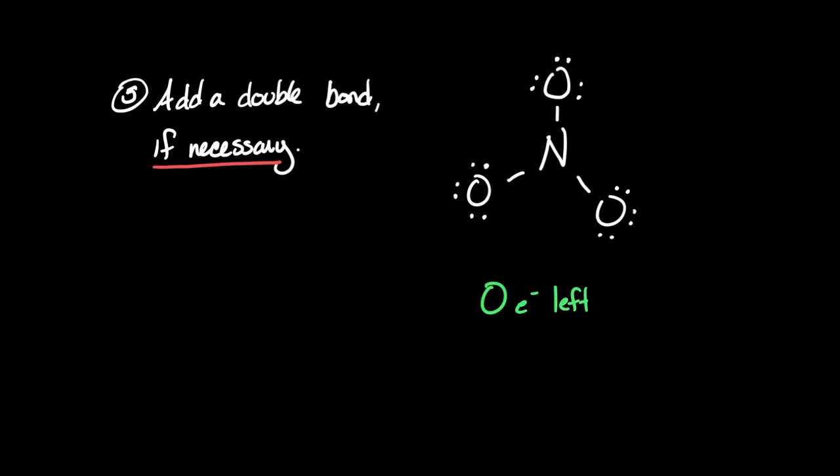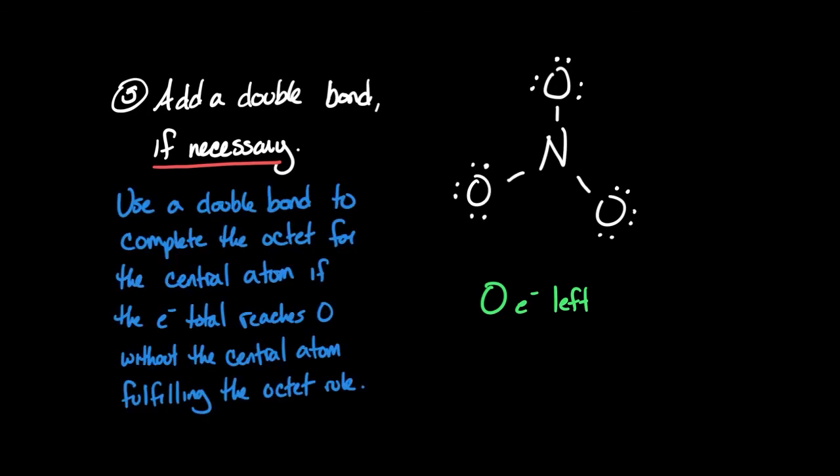Now we're at a point where we have no electrons left, but if we look closely at our structure, we'll notice that nitrogen isn't fulfilling the octet rule. Nitrogen only has 3 single bonds, which brings it to a total of 6 electrons. We're going to use a double bond to complete the octet for nitrogen because we don't have any more electrons to give it. So in this case, we're going to move a non-bonding pair of electrons from one of the oxygens into a bond so that those electrons are shared between the oxygen and the nitrogen.